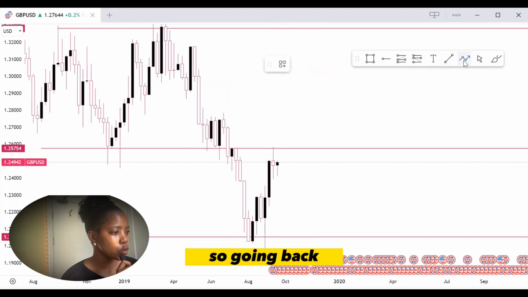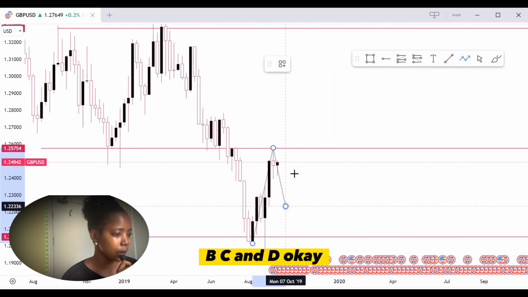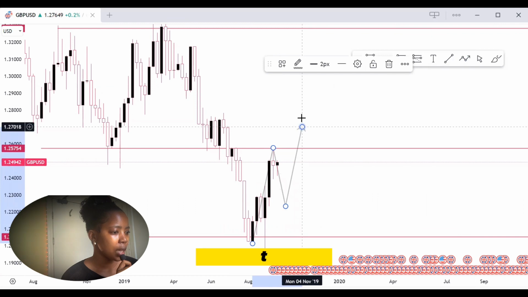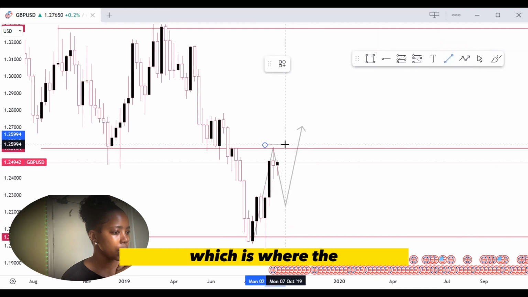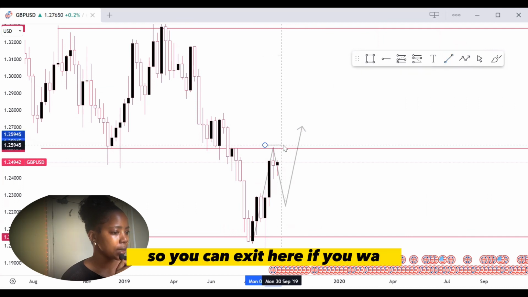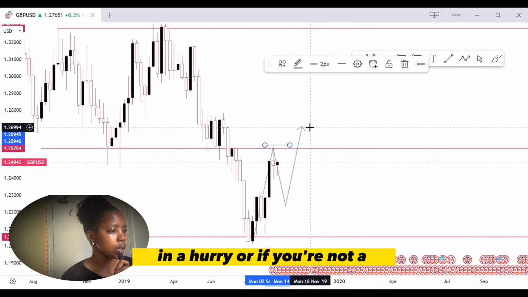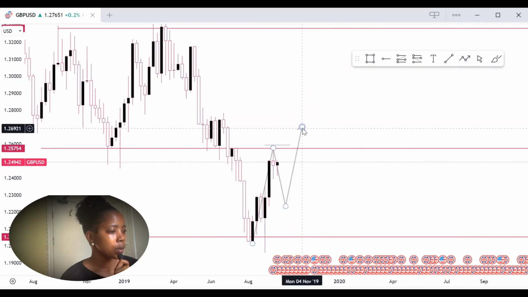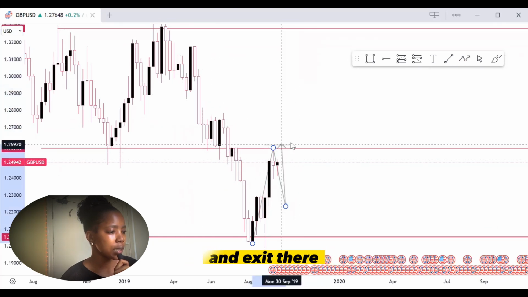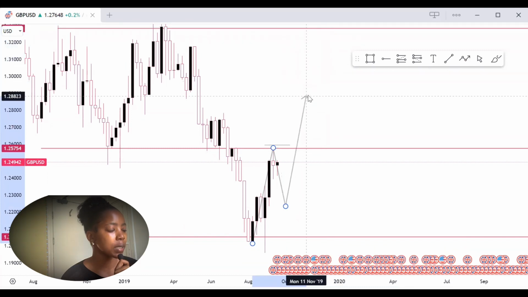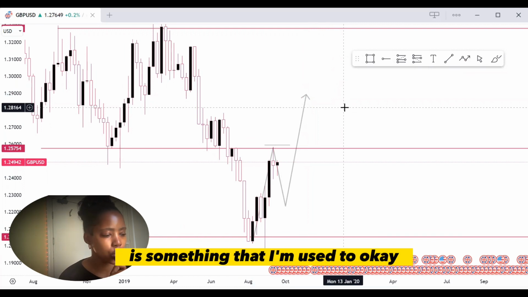So going back to A, B, C, and D, okay? That is your exit. Your exit is where the market started, which is where the equilibrium is right here. So you can exit here if you want, if you're not in a hurry, or if you're not a swing trader, you can just exit there, or you can just hold it all the way to the upside, which is something that I would do because it's something that I'm used to, okay?